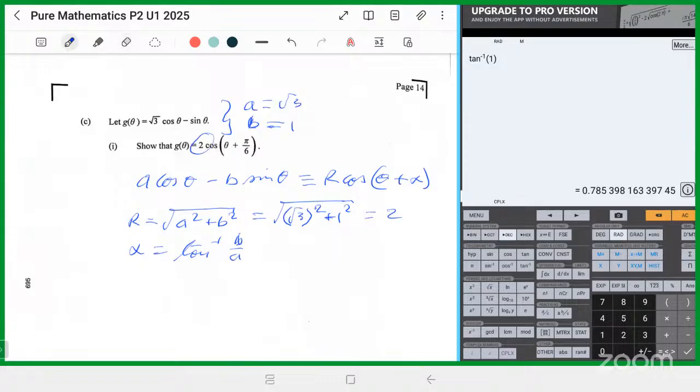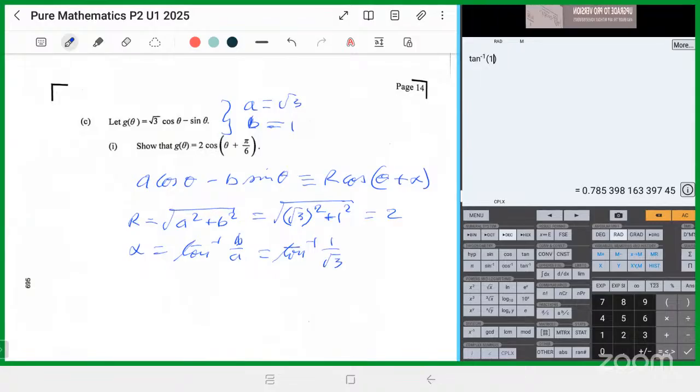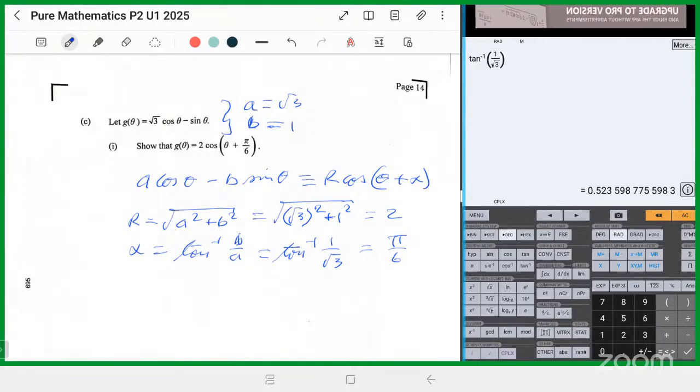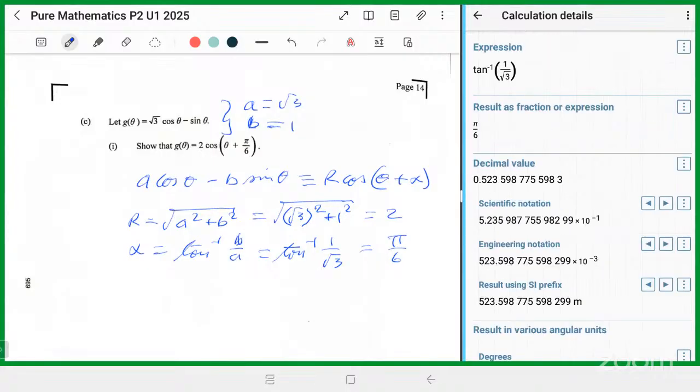And then alpha is tan to the minus 1 of B over A, which is 1 over root 3. But tan to the minus 1 of 1 over root 3 is 30 degrees or pi by 6. Put it in the calculator: tan to the minus 1 of the fraction 1 over root 3, same as root 3 over 3. You're going to get pi by 6. There you go.